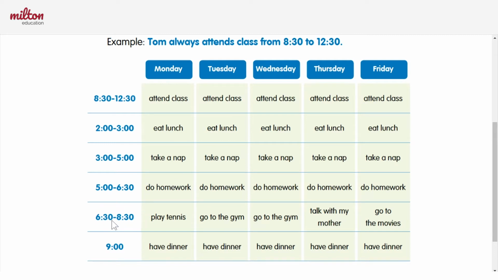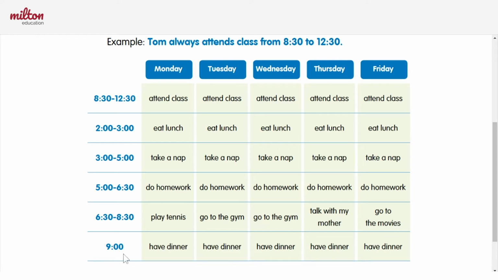From 6:30 to 8:30, Tom sometimes goes to the gym. See, he goes to the gym 2 times a week. Not every day, but sometimes. And sometimes he plays tennis from 6:30 to 8:30. But he rarely talks with his mother, and he rarely goes to the movies.